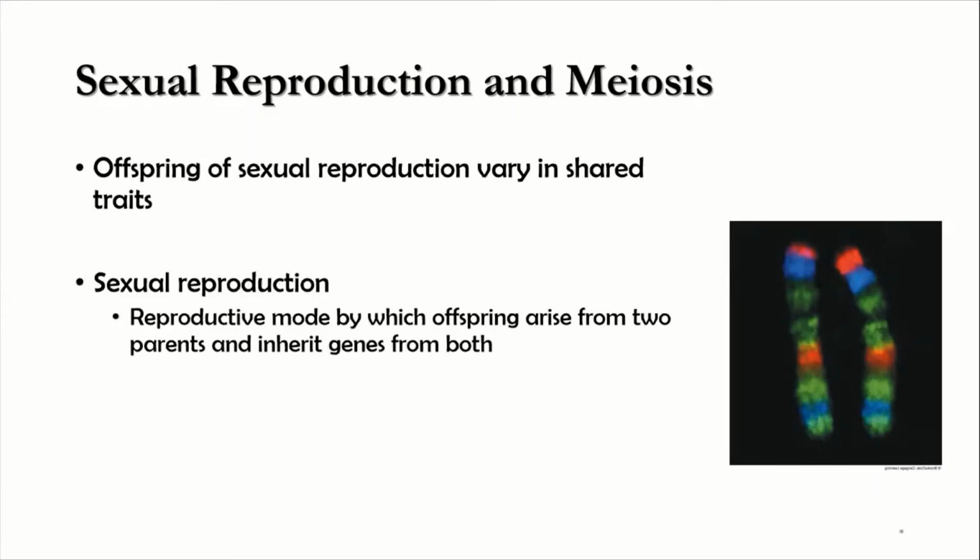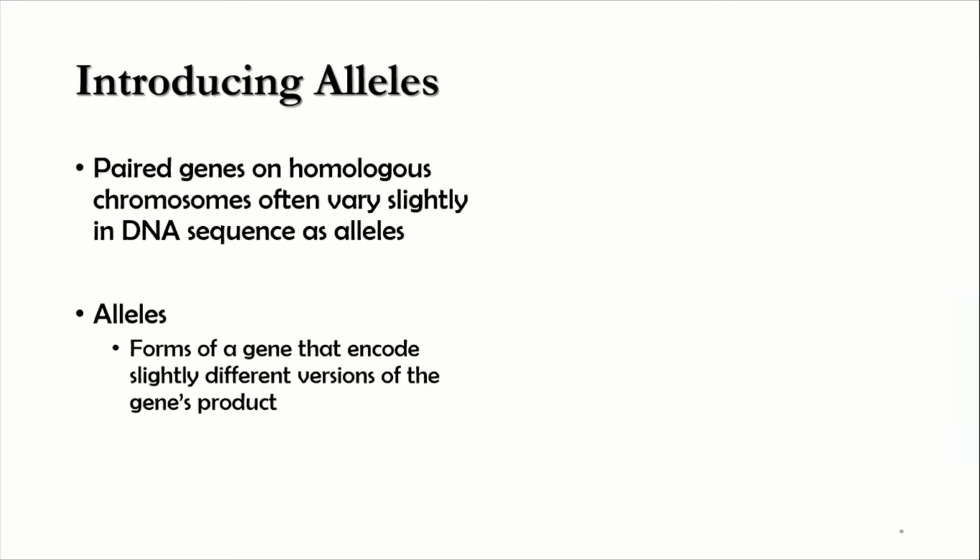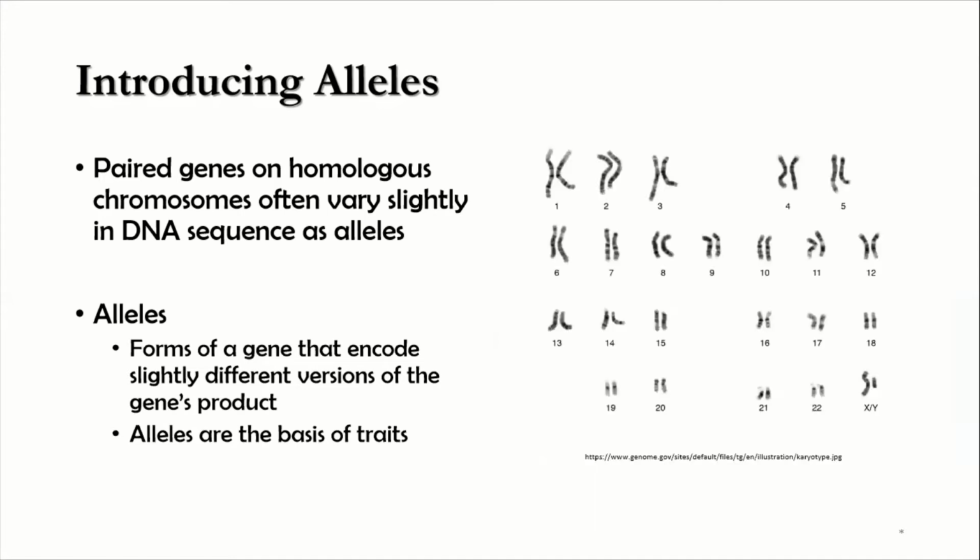Okay, so remember that sexual reproduction is the reproductive mode by which offspring arise from two parents and inherit genes from both parents. Okay, now I would have a short introduction about alleles, but we'll have further discussion of these when you go to our genetics. Okay. So an allele is a form of a gene that would encode slightly different versions of the gene's product. Okay, so alleles are the basis of our traits.